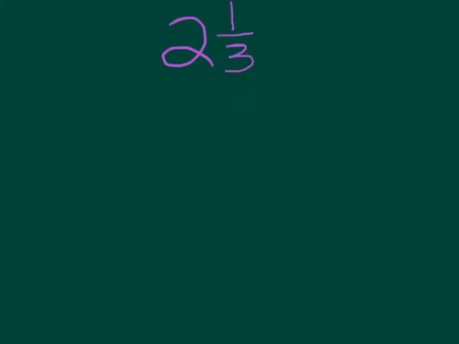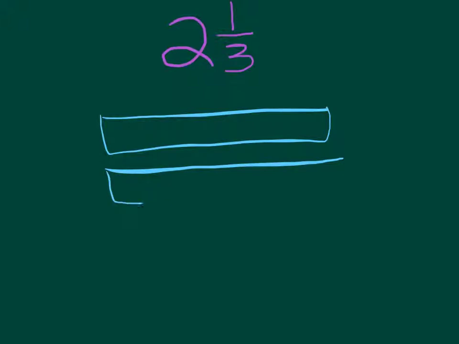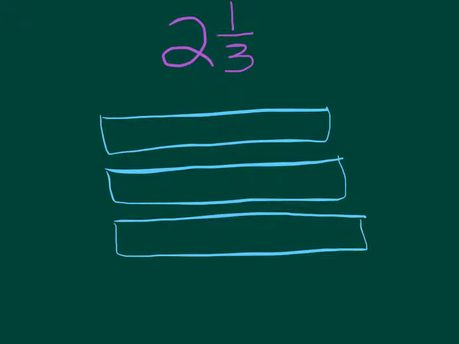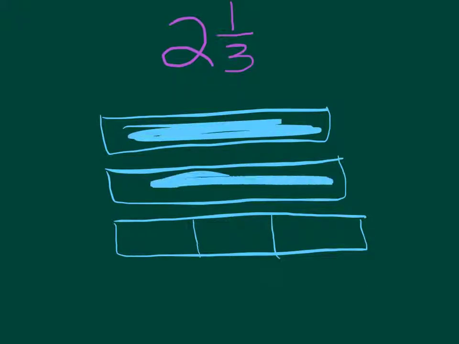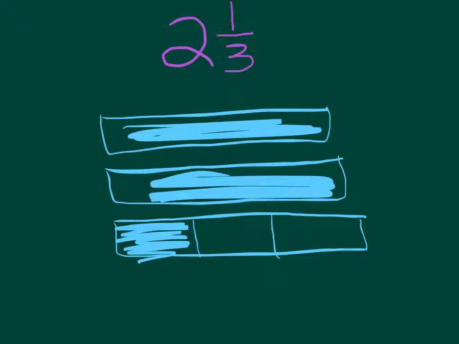So here we have the mixed number 2 1/3. And this time I will draw my wholes as rectangles. So there is my 2 whole, and then to illustrate my 1/3, I will take 1 whole and divide it into 3 equal groups. So there's 1, 2, and 1/3.